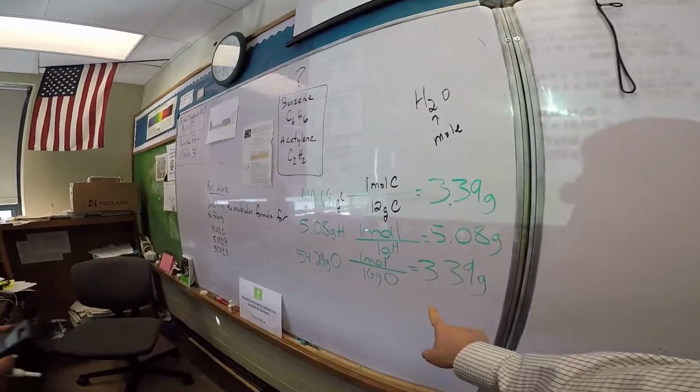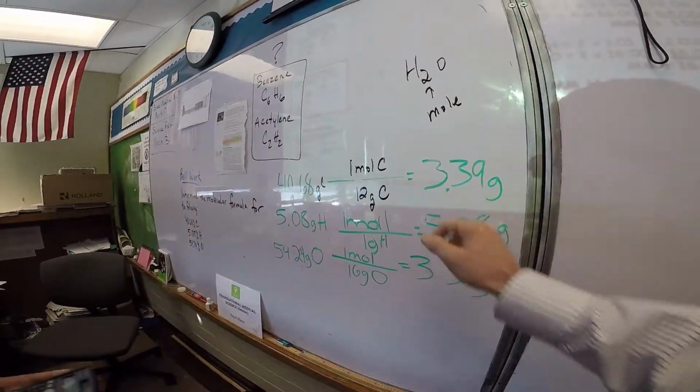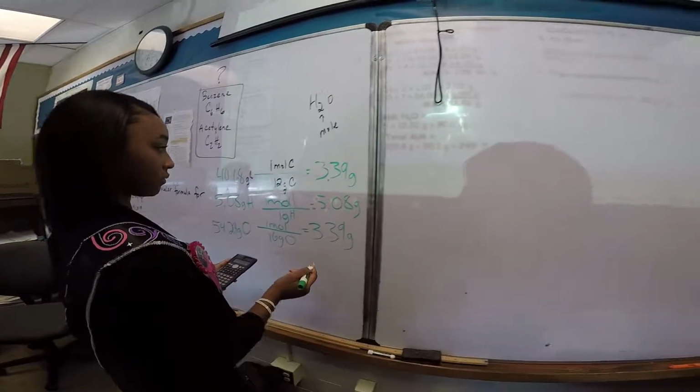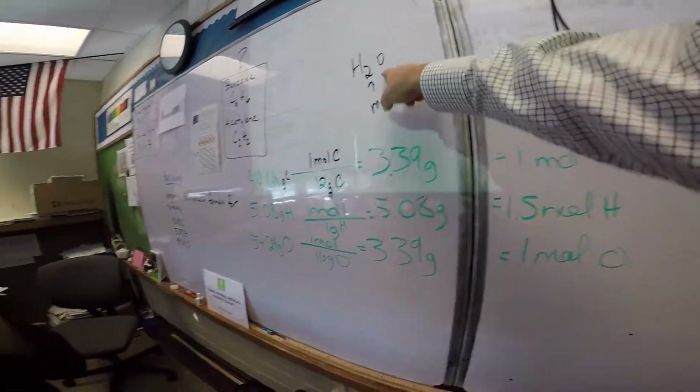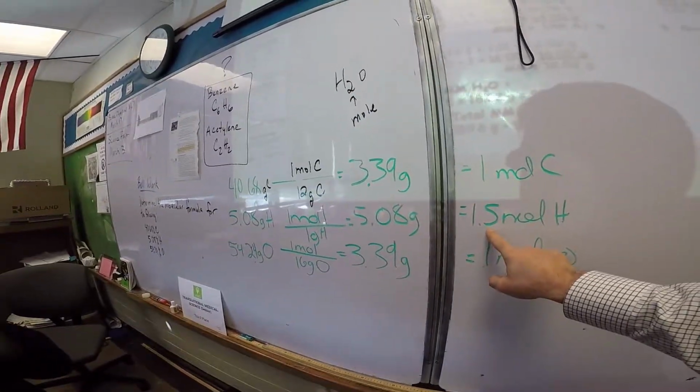And now what you're going to do, you're going to divide by the smallest number. So 3.39 is the smallest number. Divide all of them by 3.39. You have the 1.5 here. It has to be a whole number. So what are you going to do to get this to be a whole number?